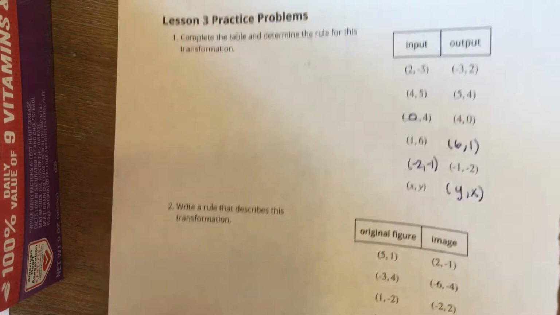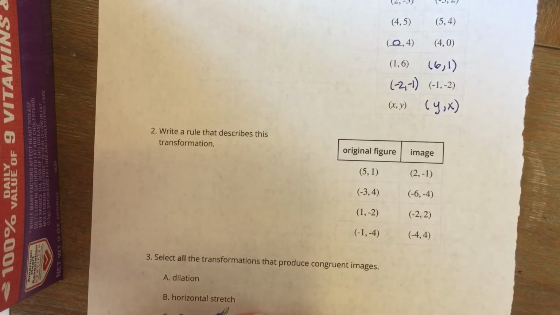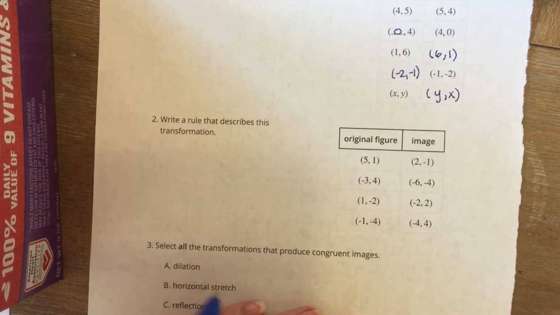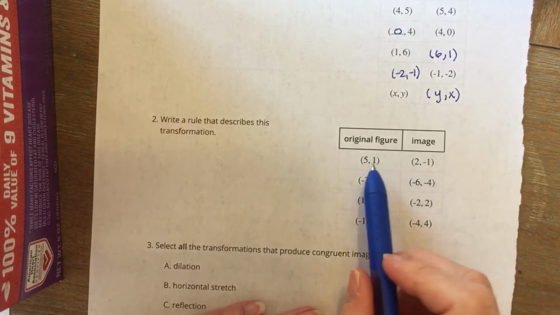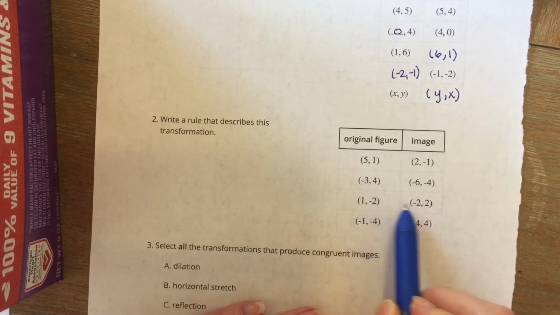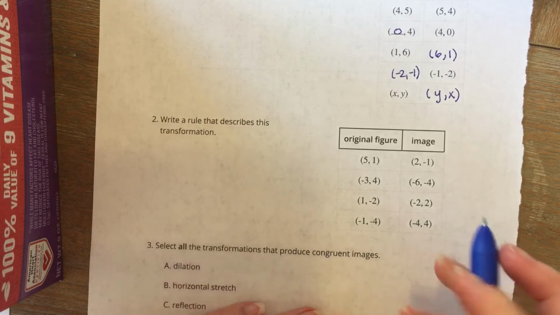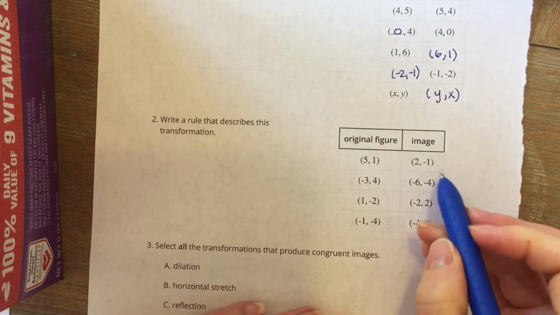So let's take a look at question 2. It says, write a rule that describes this transformation. So again, I'm looking to see what happens. I'm looking at each of my coordinates, and I'm trying to examine how everything's changing. It looks like both the X as well as the Y coordinates change.